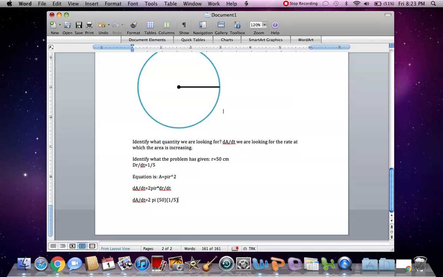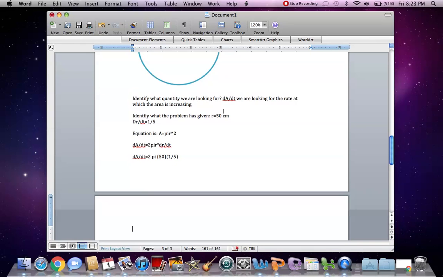And now we can solve for that, and dA over dt should equal 20 centimeters per second. Oh, 20 pi. I'm sorry, I forgot my pi. 20 pi centimeters per second. This is the answer to your equation, and see, I did include my units.